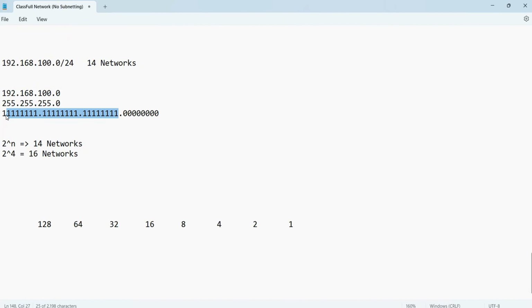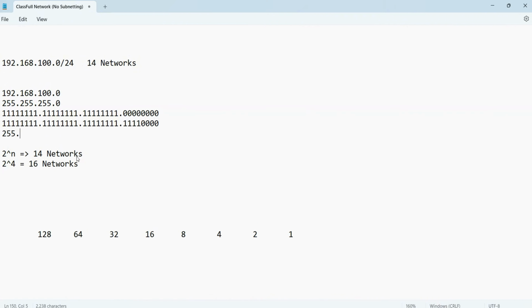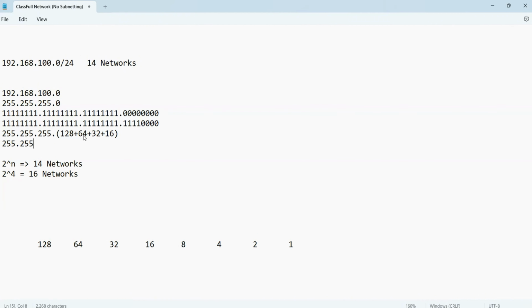So we borrowed 4 bits. Let me copy this so we don't waste a lot of ink. Ink is kind of expensive, all right? So dot 1, 2, 3, 4, 5, 6, 7, 8. Okay, so this is a 255. That second octet is a 255. The third octet is a 255. Dot what? What are the values of the 4 bits that I borrowed, right? Which is what? 128 plus 64 plus 32 plus 16. So I'm going to put this in the list, and I'm going to put 255, 255, 255. Dot what? 128 plus 64 is 192, plus 32 is 224, plus 16 is 240.